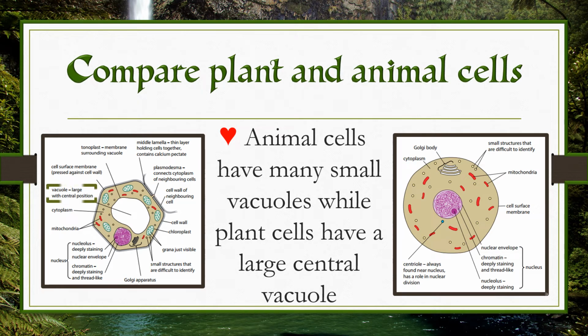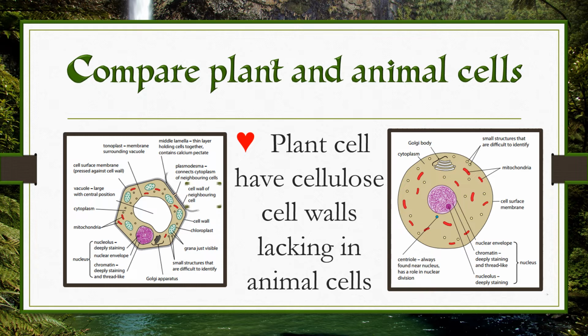Animal cells have very many small vacuoles, while plant cells have a large central vacuole. Plant cells have cellulose cell walls, which are lacking in animal cells.